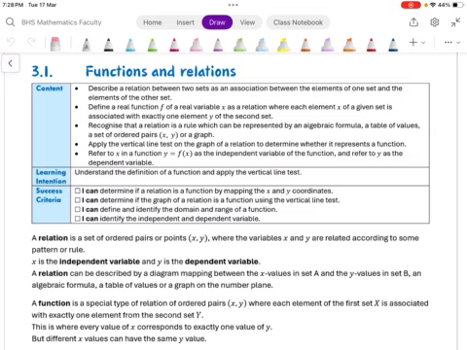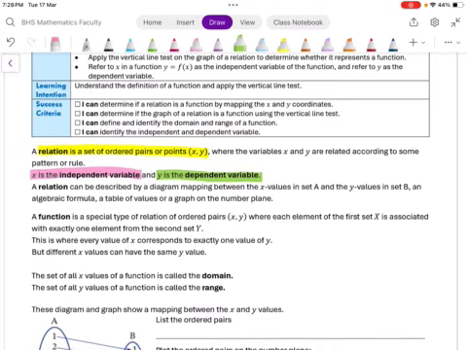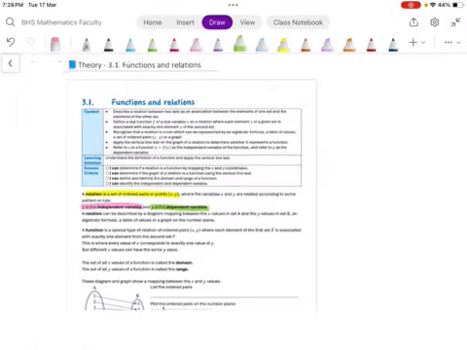A relation is a set of ordered pairs (x, y), where the variables x and y are related according to some pattern or rule. x is the independent variable and y is the dependent variable, but you already knew this. A relation can be described by a diagram mapping between the x values in set A and the y values in set B, an algebraic formula, a table of values, or a graph on the number plane.